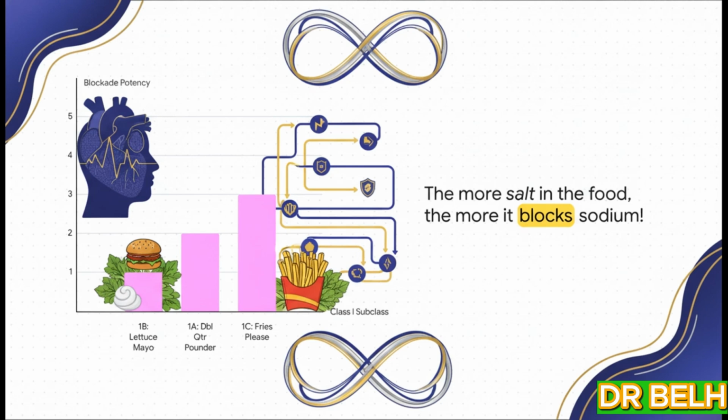But here's the really clever part. Not all these drugs hit the brakes with the same force. And guess what? Our menu has a built-in mnemonic for their potency. Just think. The more salt in the food, the stronger the sodium blockade. So lettuce and mayo, not very salty. That means class 1B has the weakest effect. The fries, super salty, right? That makes class 1C the most potent sodium channel blockers. And the burger? Well, it's right there in the middle.